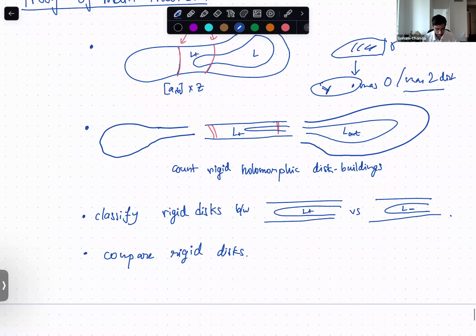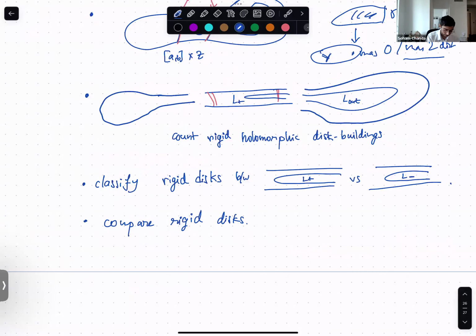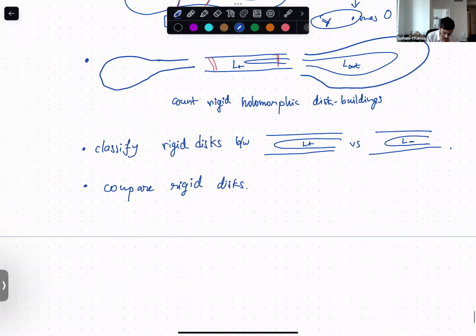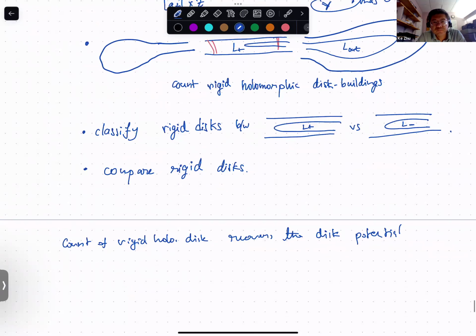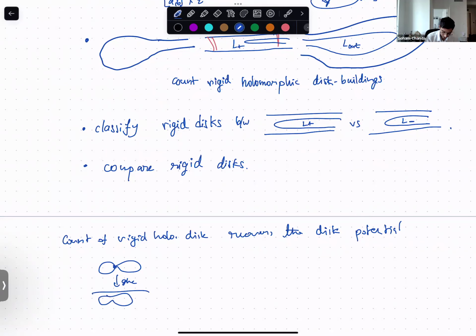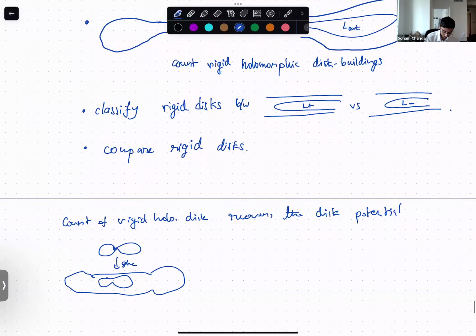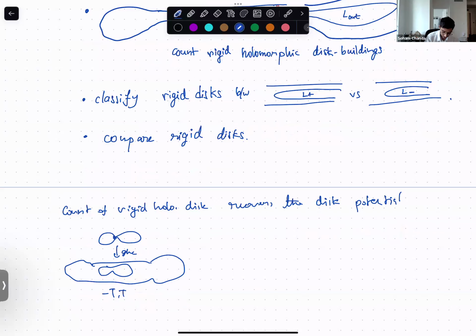Okay. So the precise statement I want to make here is that the count of rigid holomorphic disk buildings recovers the disk potential. The idea is that, let's say this was a rigid holomorphic disk, then you can do SFT gluing to get something actually holomorphic inside the long T-stretched manifold. This is, let's say, minus T comma T times Z.